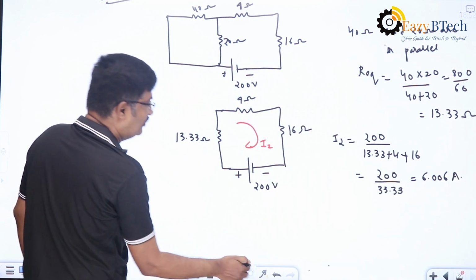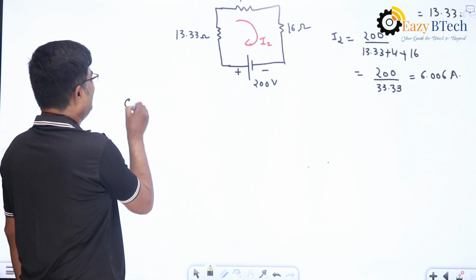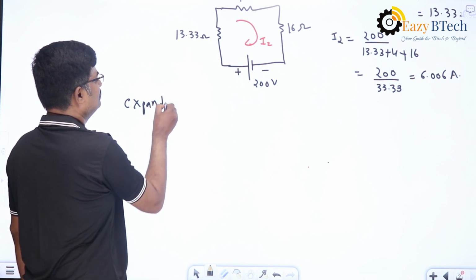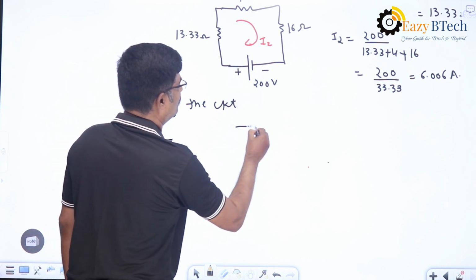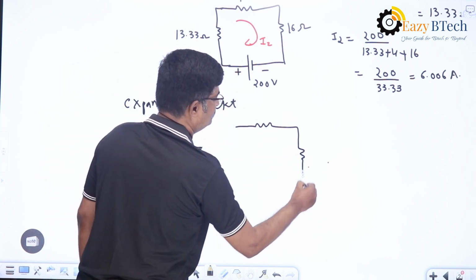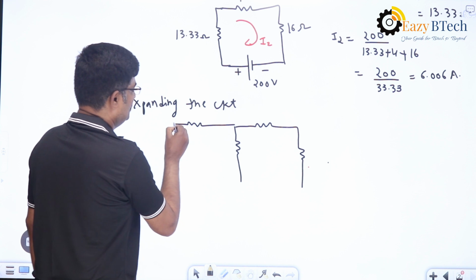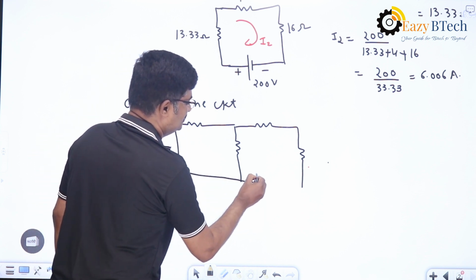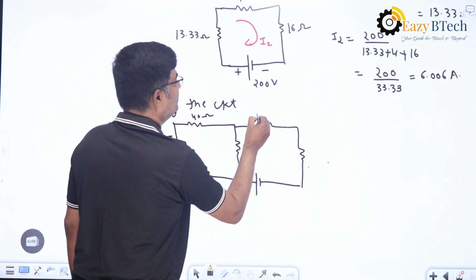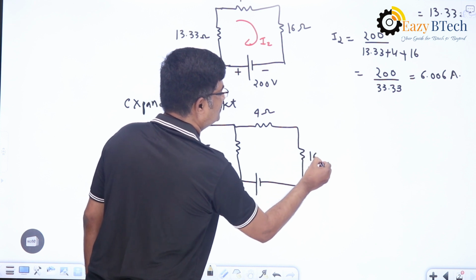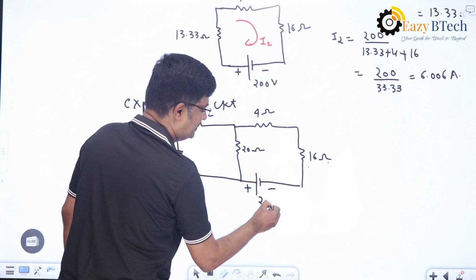Now once again, what I will be doing, I will be expanding the circuit. So when I am expanding the circuit, what is happening? Now here, this is my 20 volts. So this is equal to 40 ohm. And here I am having 4 ohm. This is 16 ohm. This is 20 ohm plus minus 200 volts.